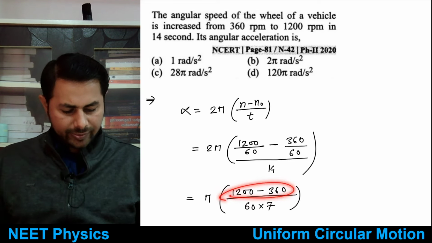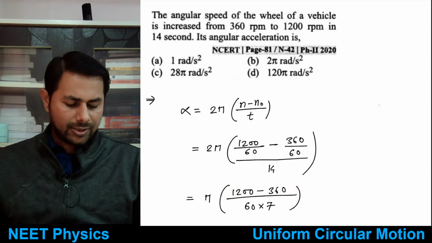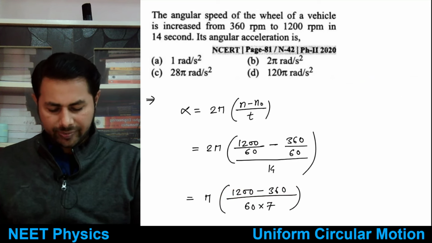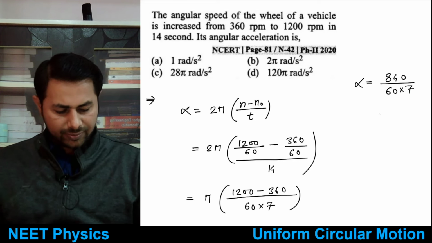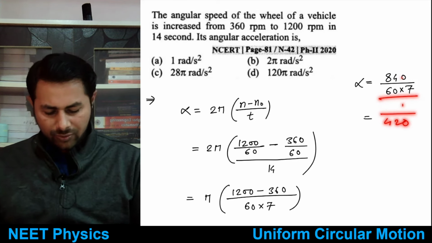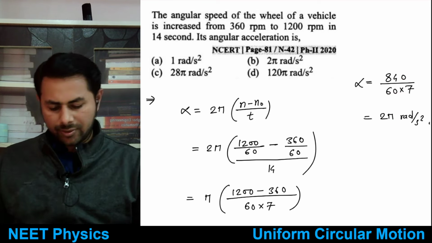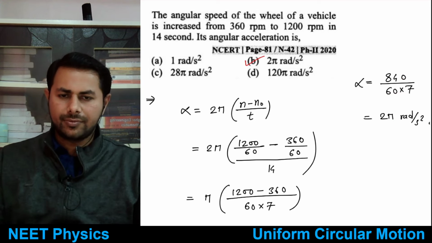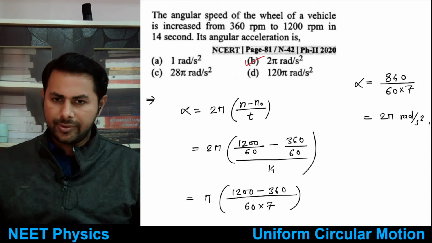So how much is this? 1200 minus 360 is 840, right, 840. So therefore alpha is equal to 840 divided by 60 times 7. So I guess this is 2 pi by 1, right, 2 pi. Okay, so this is the answer, option B. Okay, good. Let's see the next one.